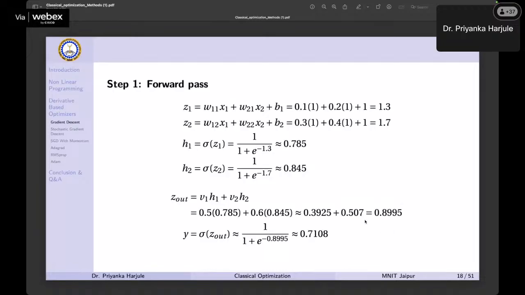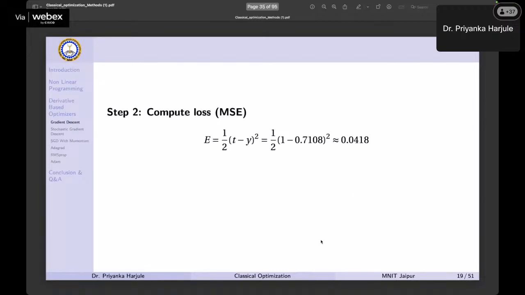Now we will apply the non-linearity on this to get the final output, that is 1 upon 1 plus e power minus Z out. So that is 0.7108. So forward pass is clear. There is no problem. It is just straightforward. Now the entire training is actually happening in the backward pass, that is the back propagation.